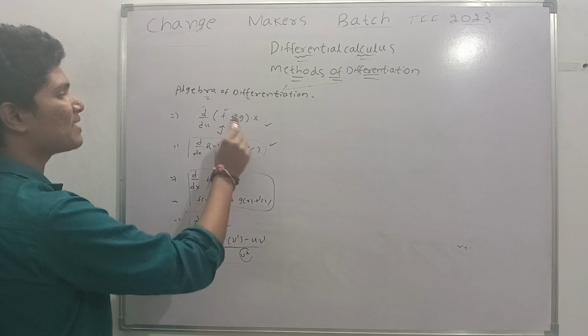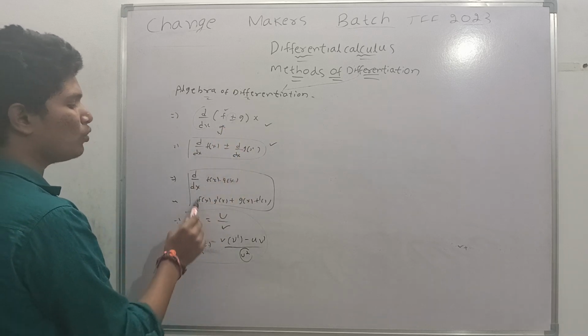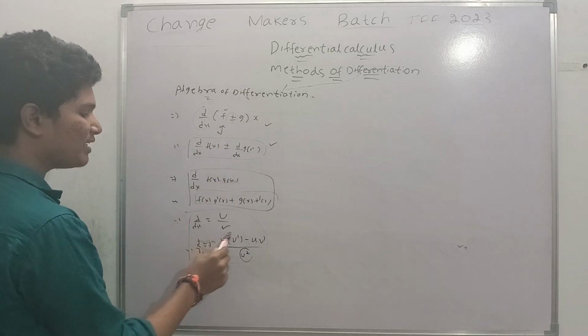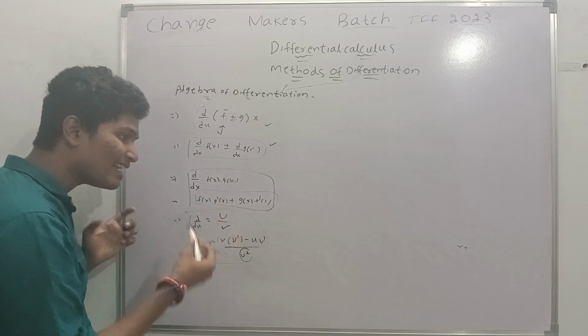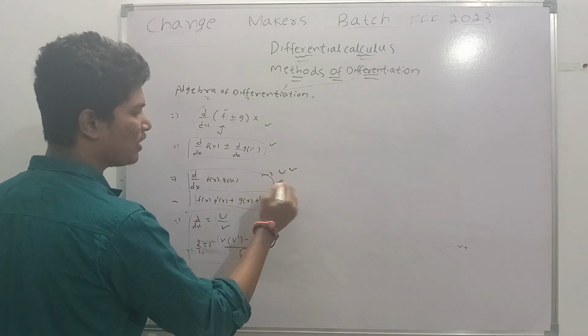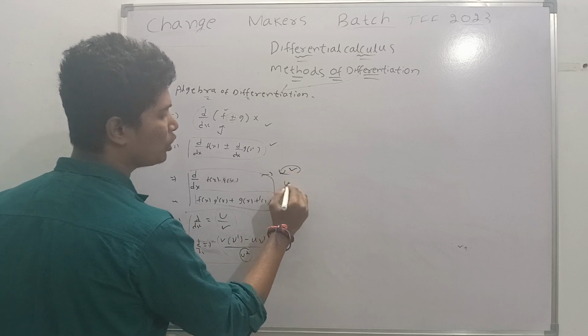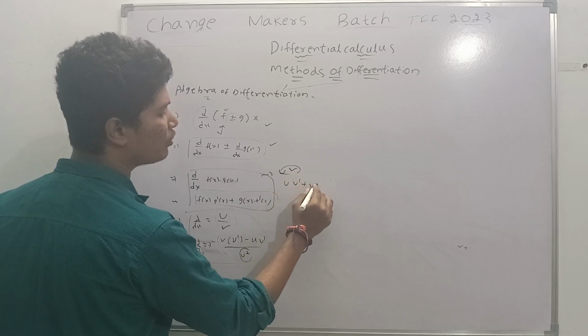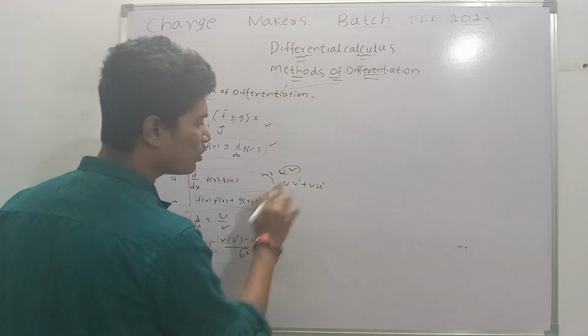That is, when it is plus or minus, it will split. When it is multiplication, there will be a formula like this. When there is a division, there is a formula like this. And there is an extended version for this. For u into v, suppose we take u and v as two functions: u into v dash plus v into u dash. This is the formula for two terms.